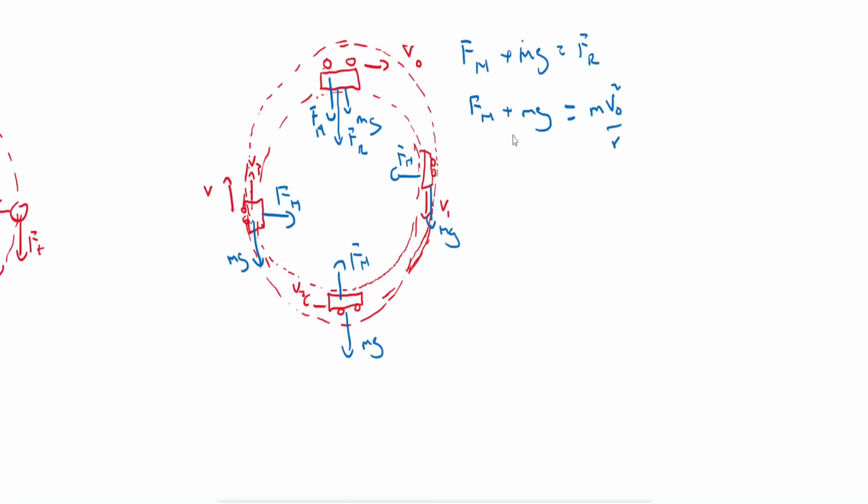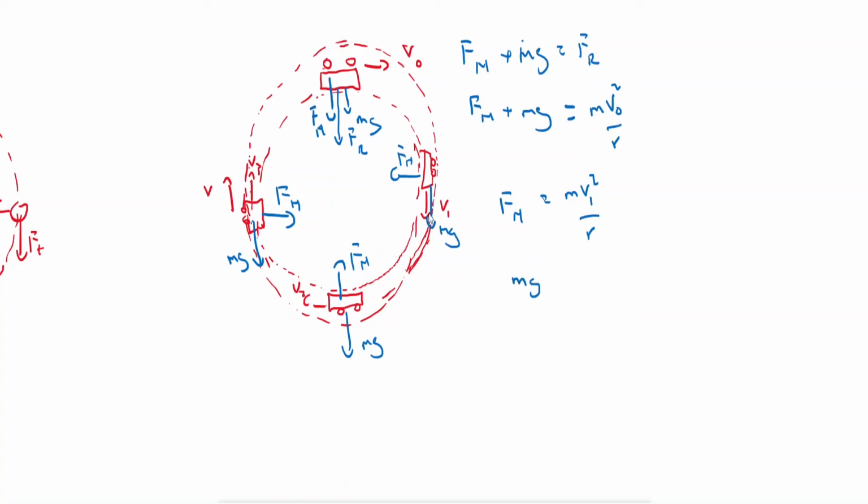What about here? Here, the only force that is contributing to the centripetal force is just Fn, which is going to be equal to the centripetal force, which is mv1 squared over r. That's the only force.